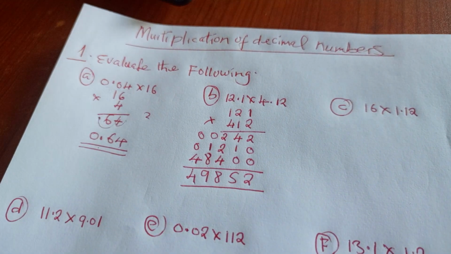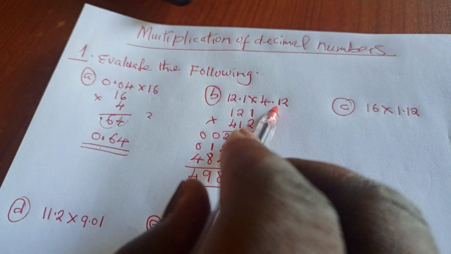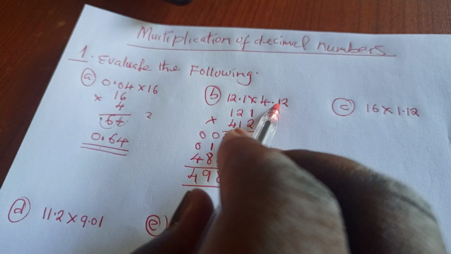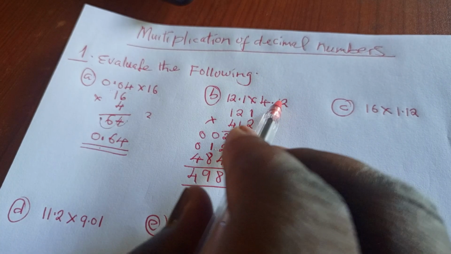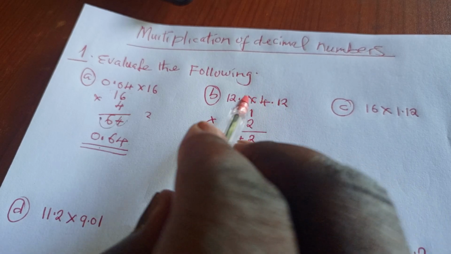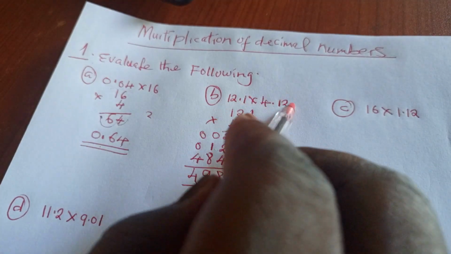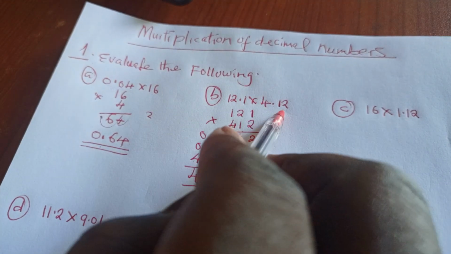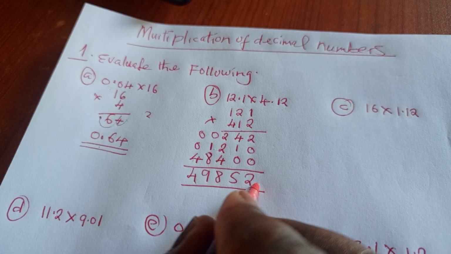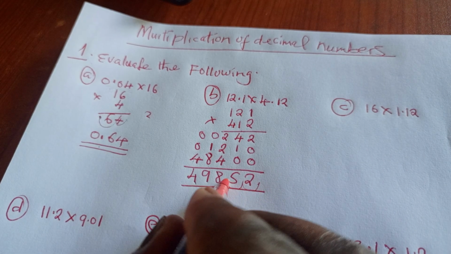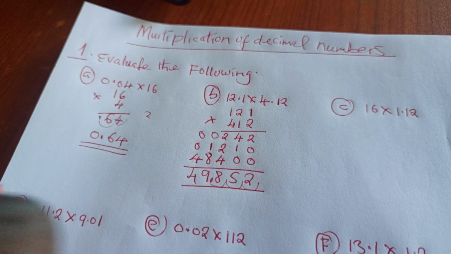So now I will count the decimal places. On this side, after the point, how many numbers are here? I have 1, 2. Then on this side, after the point, I have 1 number. So I add 2 plus 1, which is 3. So I'll move the point 3 times from here: 1, 2, 3, which means the point is here.